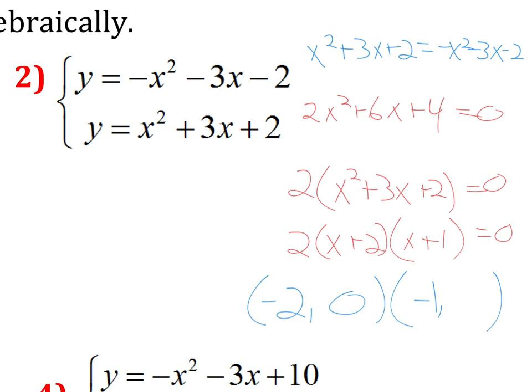Next one. We have negative 1, so plug that in. Negative 1 squared is 1. 3 times negative 1 is negative 3. So 1 minus 3 plus 2. And again, that would give us 0.